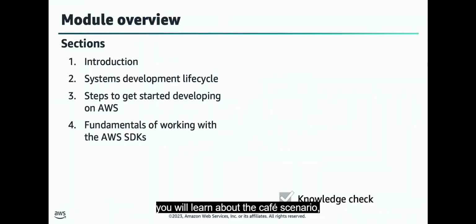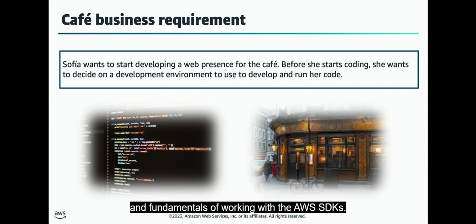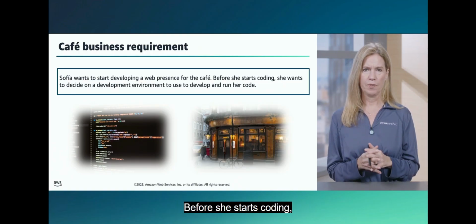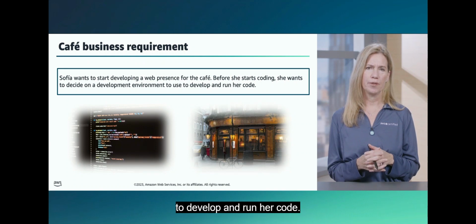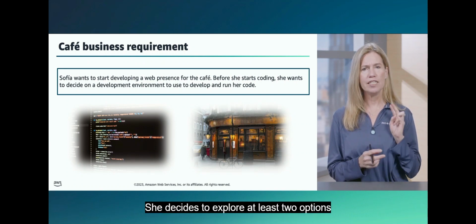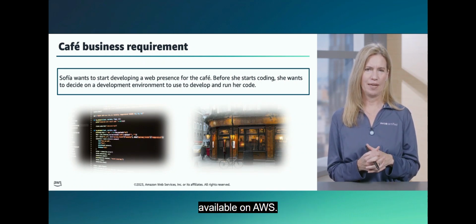In this module, you will learn about the Café scenario, systems development lifecycle, steps to get started with developing on AWS, and fundamentals of working with the AWS SDKs. Sophia wants to start developing a web presence for the Café. Sophia has Python development skills, and she's learning more about how to develop solutions in the cloud. Before she starts coding, she wants to decide on a development environment to use to develop and run her code. She decides to explore at least 2 options available on AWS.